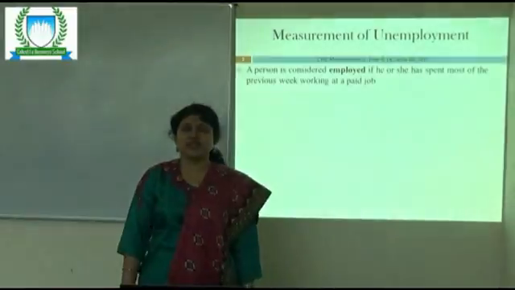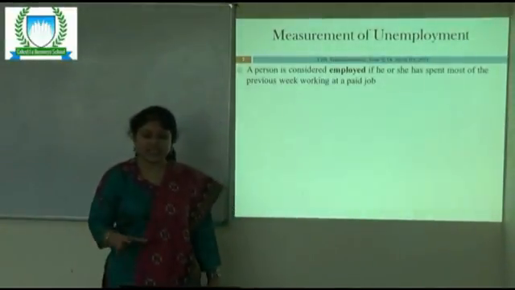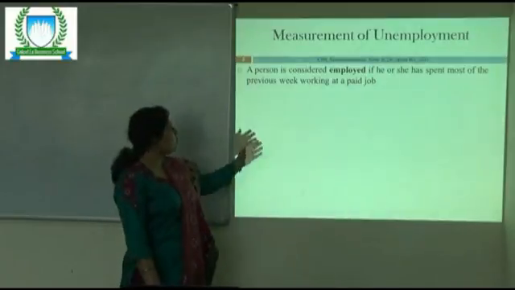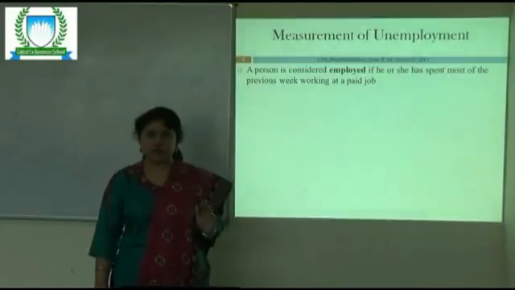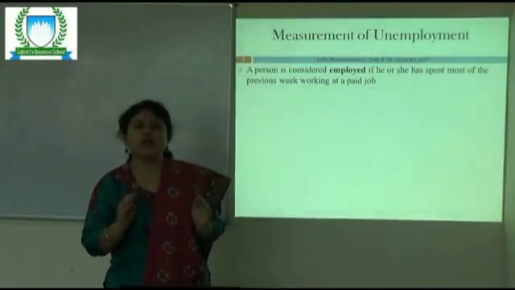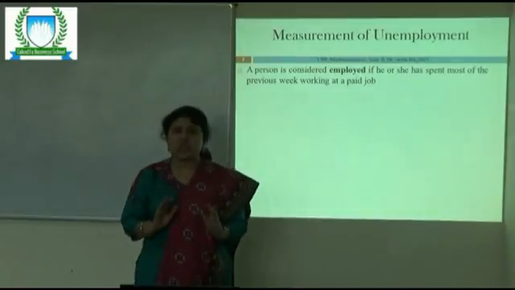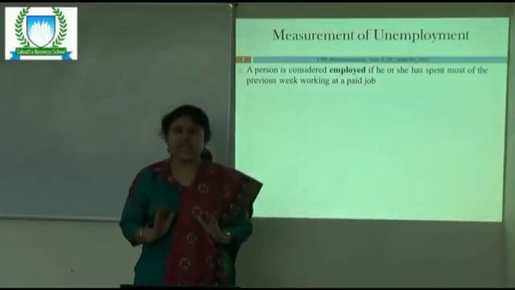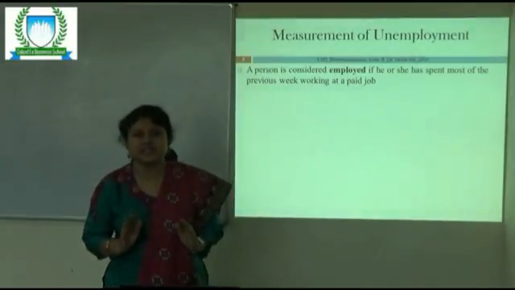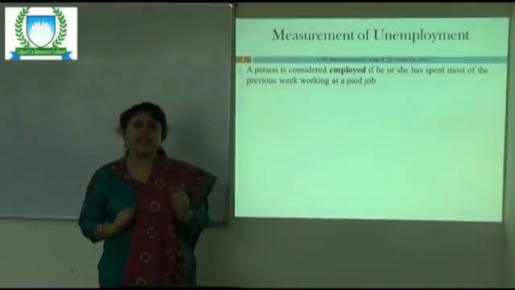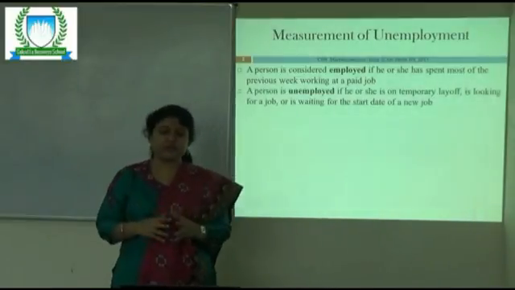In economics we call a person employed if he or she has spent most of the previous week working at a paid job. That means if someone has joined a job for only 1 week, we are not considering that person to be employed. He has to work for, say, the previous 1 month, then only we consider him or her to be in the employment group. So what can be the definition of unemployment?